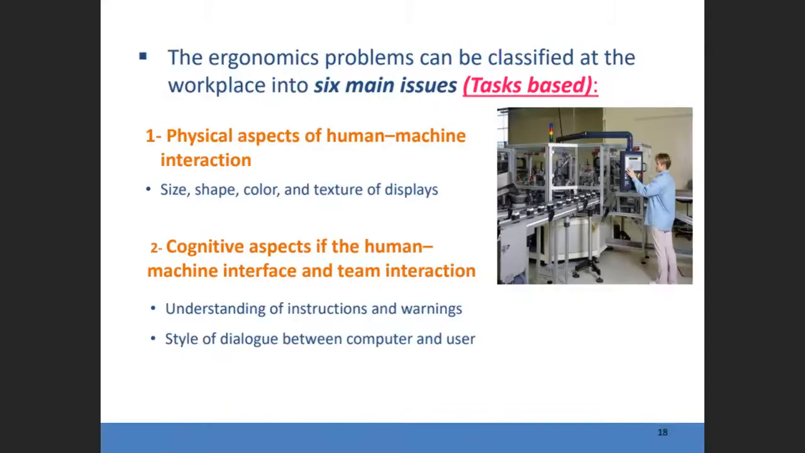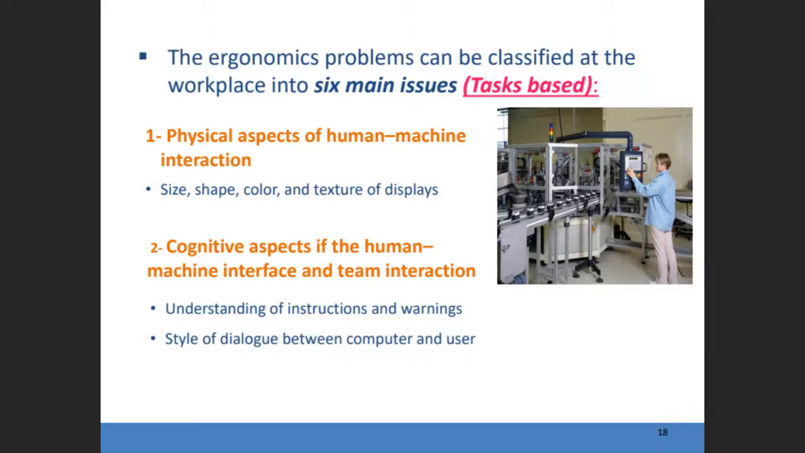Okay. We finished the user-based problems. Now we will talk about the task-based problems. The task-based problems consist of 6 issues. The user-based had 5 main issues, but in the task-based, it's 6 main issues, I mean classification. The first one is the physical aspect of human-machine interaction.